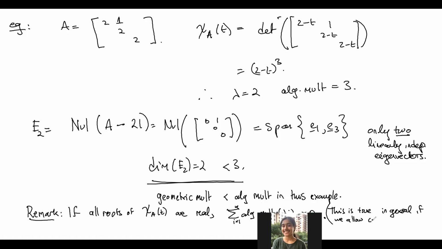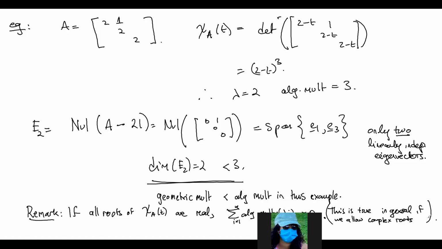Wait, if they're real, then can we include 0? No, right? Oh yeah, 0 is a perfectly valid eigenvalue. Remember, the thing that can't be 0 is the eigenvector. The eigenvalue can be 0. There's no problem with that. Okay.